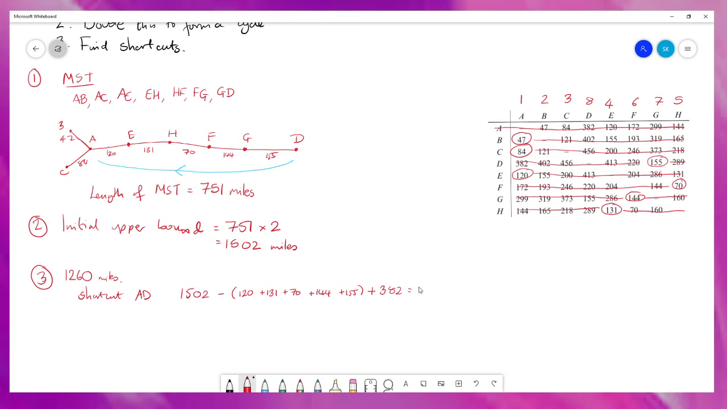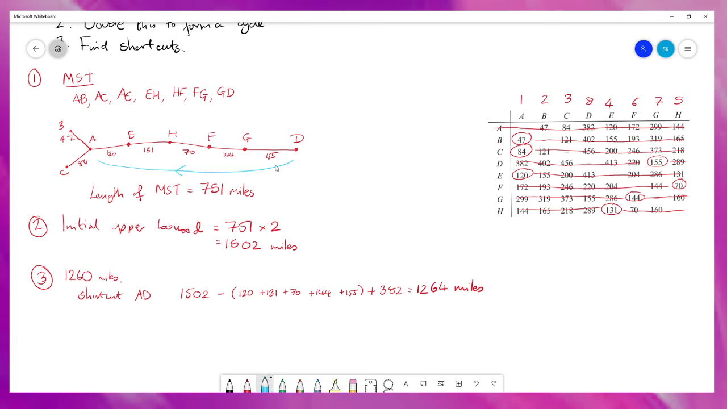So we now have another upper bound. With a quick calculation, we can see that this gives us 1,264 miles. So that's slightly too long for the target of 1,260. So we need to find some more shortcuts.